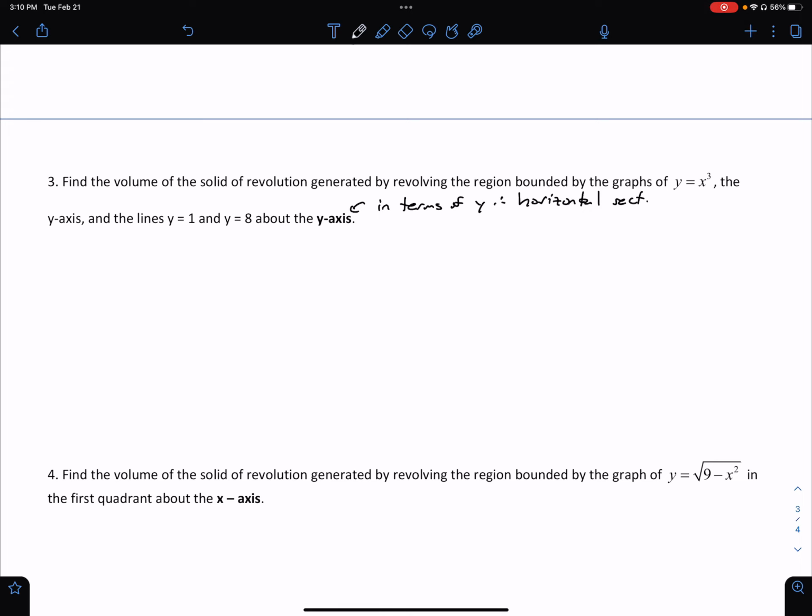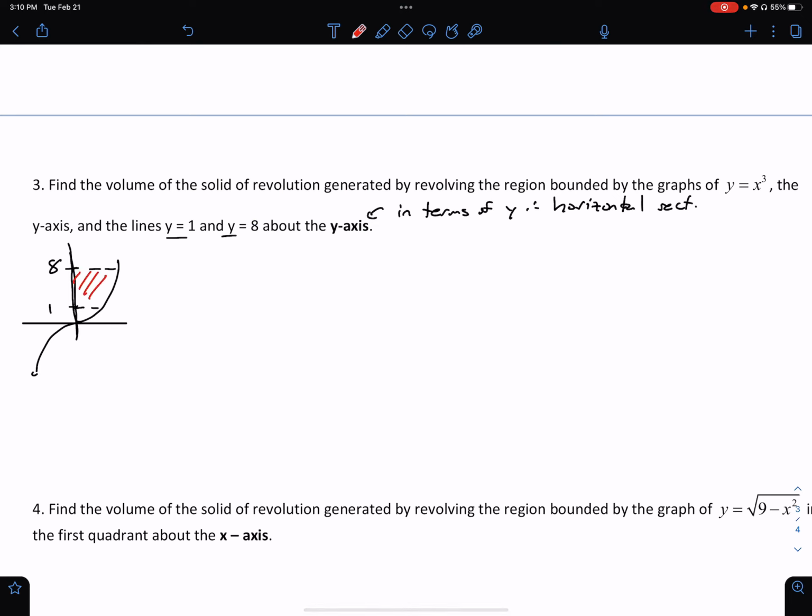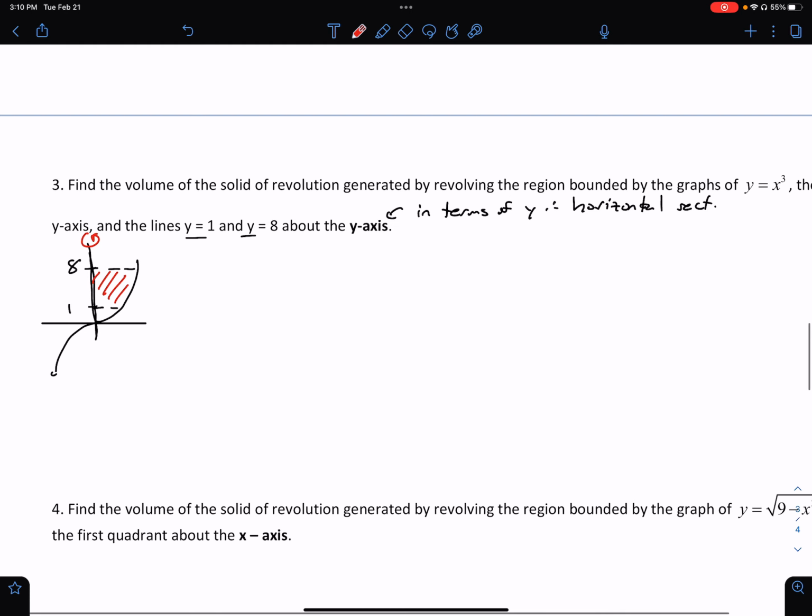So first, let's just draw it out and see what it looks like. Y equals x cubed. We're only interested in the first quadrant. So it's going to go like this. But I'm only interested in, with the y-axis, my other bounds y equals 1, y equals 8. So I'm only interested in this region right here. I'm going to revolve it about the y-axis, so I put my curly key on the y-axis right here.